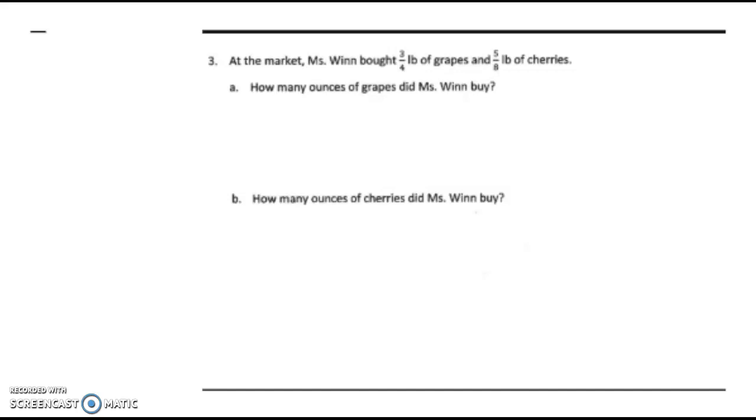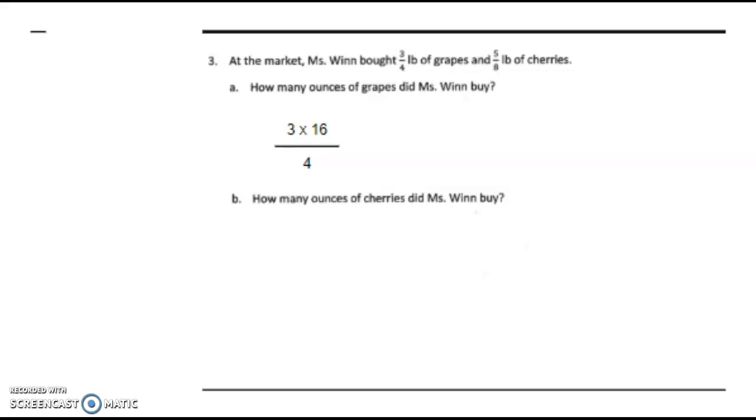I'm going to focus really quickly on the first question and then move on to the second question. What I need to do first is figure out what 3/4 of a pound is. I also need to convert that from pounds to ounces. If you look at your charts, you can see that there are 16 ounces in a pound. So in order to find 3/4 of that, I'm going to multiply 3 times 16 and then divide by 4.